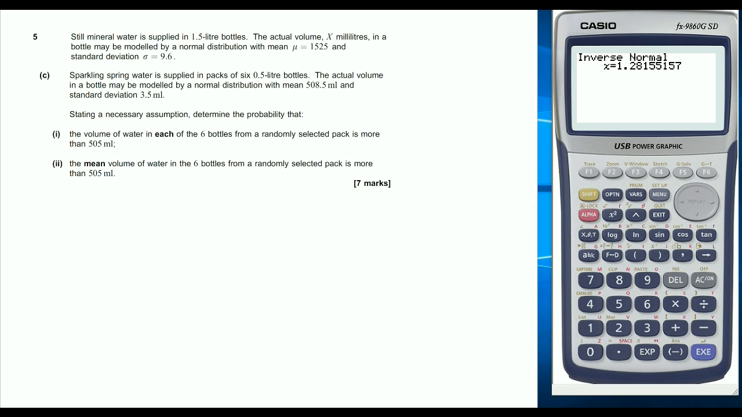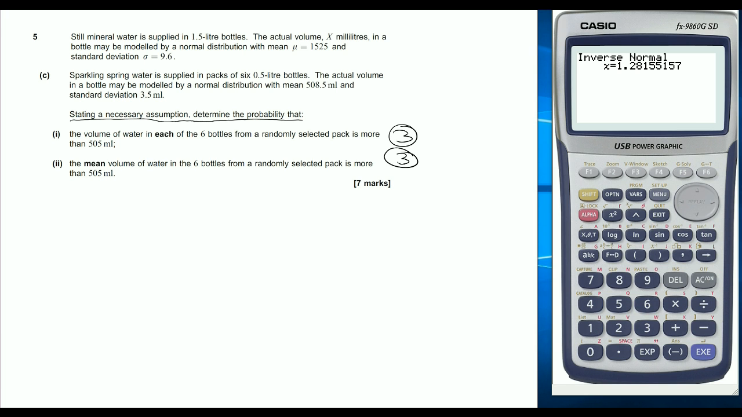Firstly, each of these two questions, each of these 2 parts are worth 3 marks. And before we start, the examiner's looking for an assumption to be written. Okay, stating a necessary assumption. Now, reading through what we've been told, sparkling water is supplied in packs of 6 bottles. The actual volume may be modeled by a normal distribution with a mean and a standard deviation. What do we have to assume?